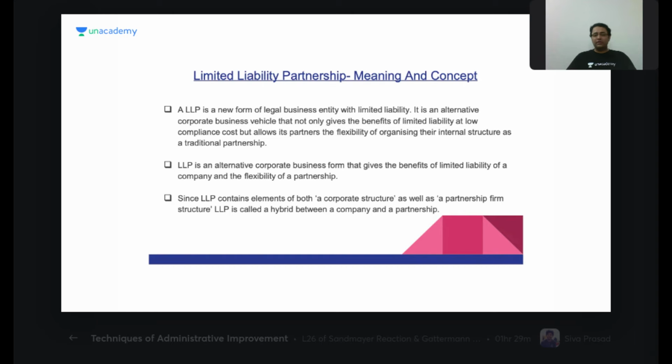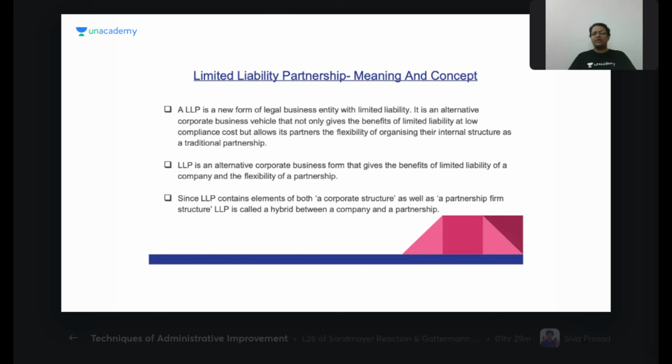It is an alternative corporate business vehicle that not only gives the benefits of limited liability at low compliance cost, but allows its partners the flexibility of organizing their internal structure as a traditional partnership. So, as the first paragraph goes, an LLP gives you the comfort of having limited liability for its partners. That's a very good positive. In addition to being very flexible, like a traditional partnership under the Indian Partnership Act 1932.